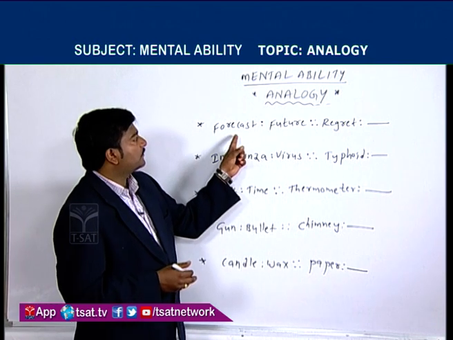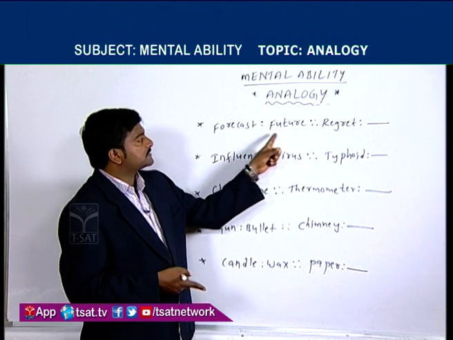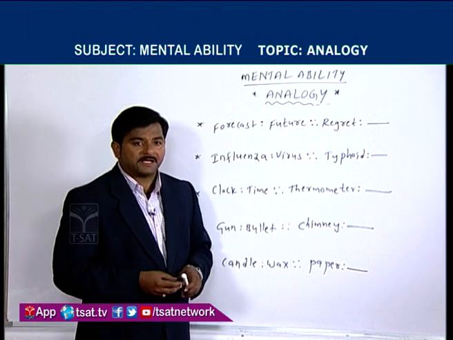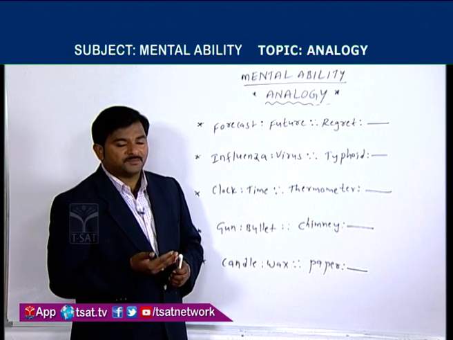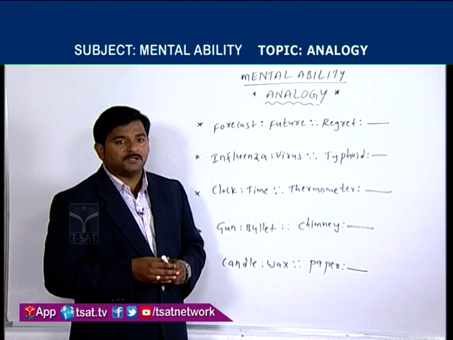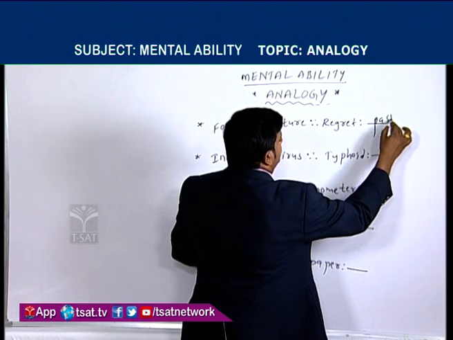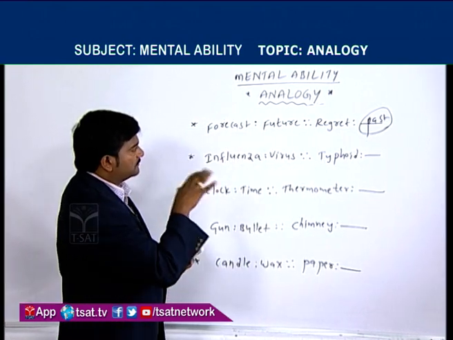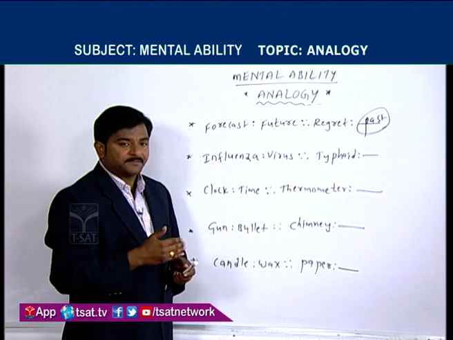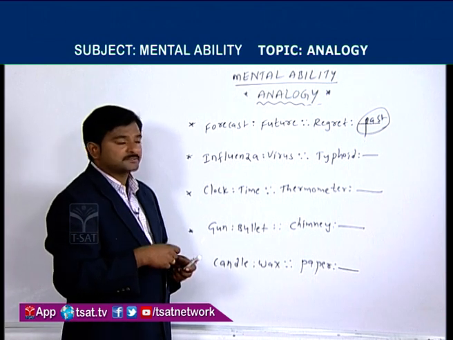Now observe here: forecast, future, regret, dash. I told you just now, but once again: forecast is for future actions, similarly regret is for only past actions. I need not stress on this because at the starting part of the chapter I already told you about this, but I list it out here also. Forecast is for future actions, regret is for past actions.